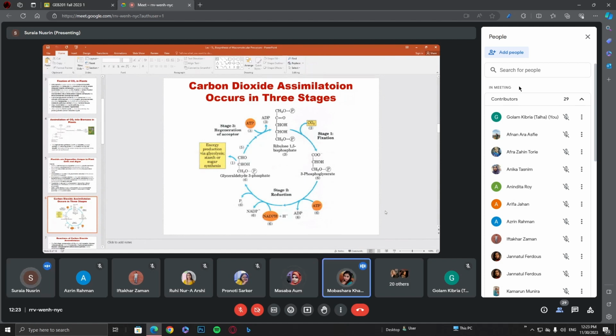Ribulose 1,5 bisphosphate is a pentose sugar, a ketose. Yes, this is the ketose, and we can clearly see it has the keto group at carbon number 2.